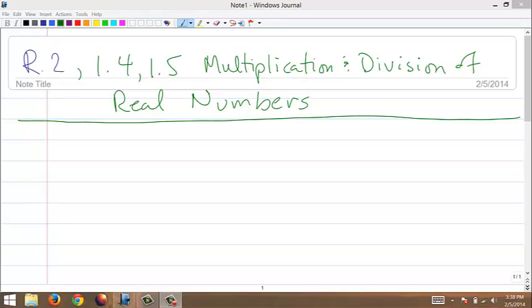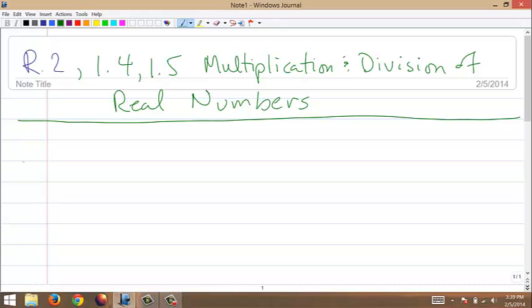The ultimate goal for today is we want to talk about how to multiply and divide real numbers, which is sections 1.4 and 1.5, but we're also going to need a little background information, which is going to come from R.2. So if there's stuff you need a little bit of work on, go back to R.2 and review the material there along with the video to help learn some stuff from there.